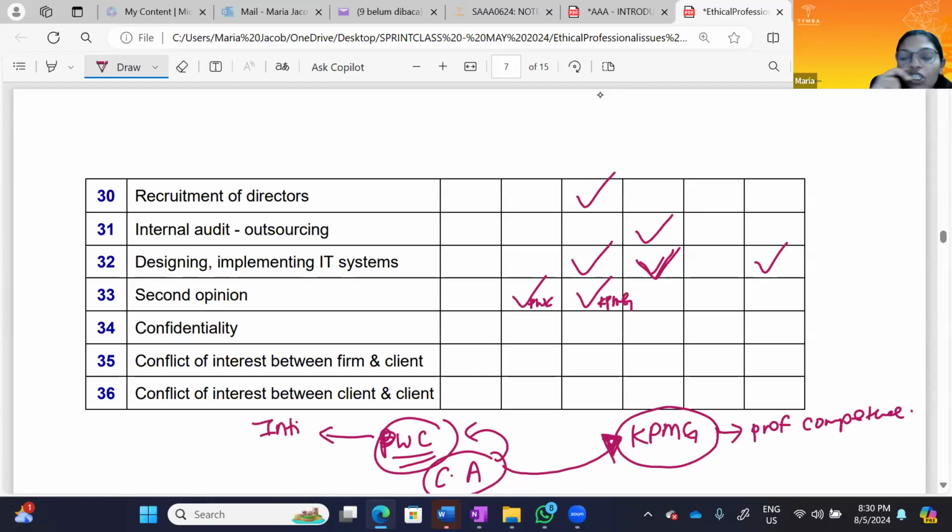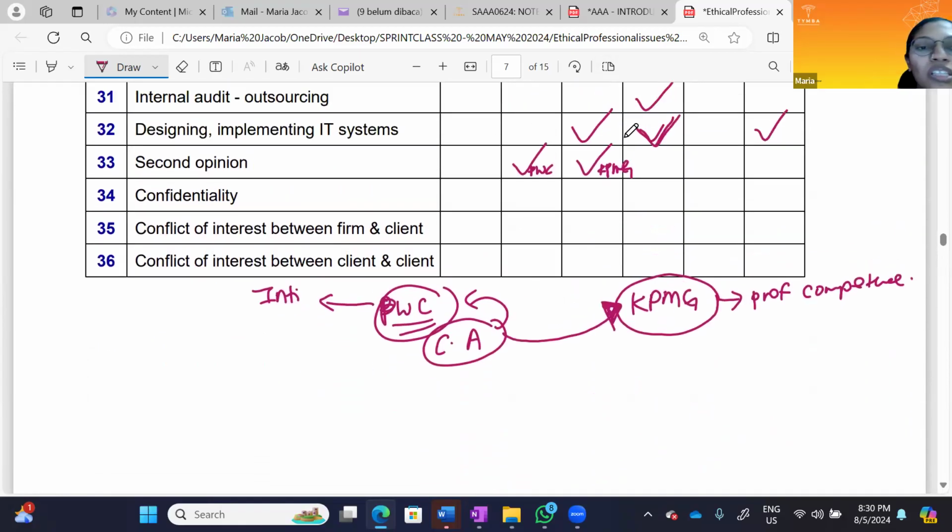Okay, so confidentiality. If I am disclosing something, this one is not so much about threat. When we talk about confidentiality, are we allowed to disclose the information?